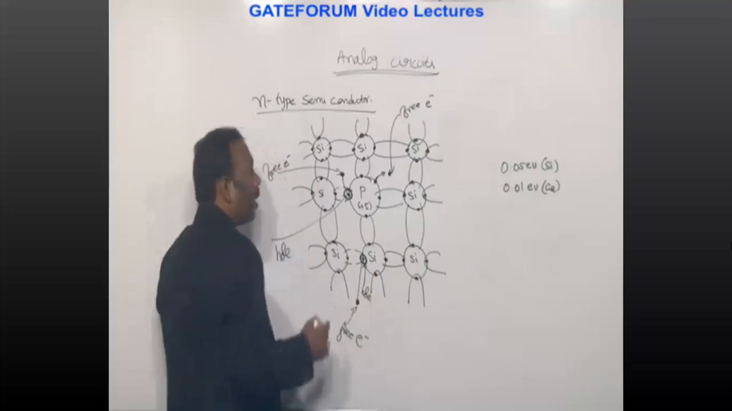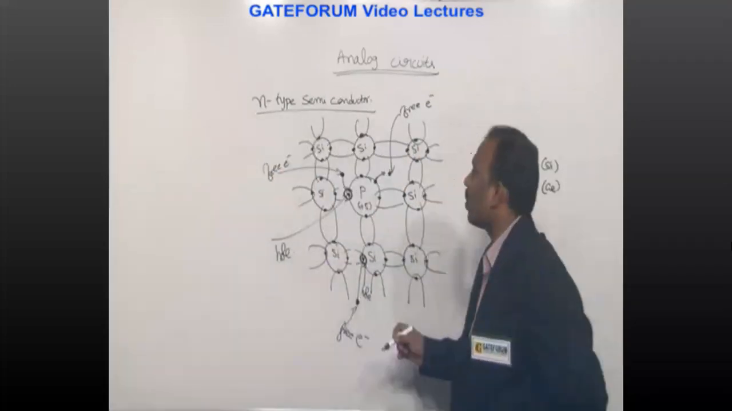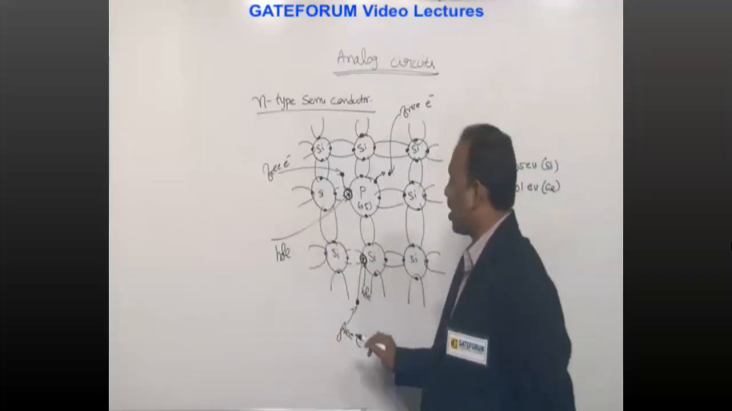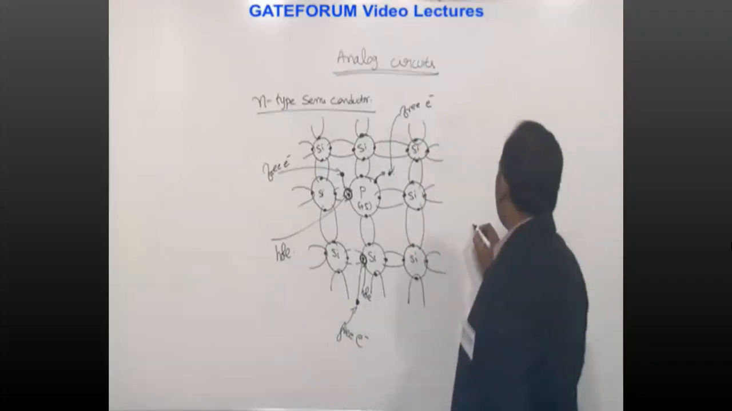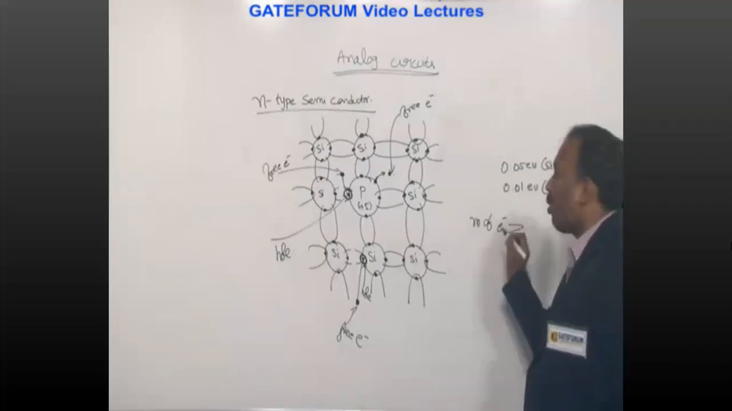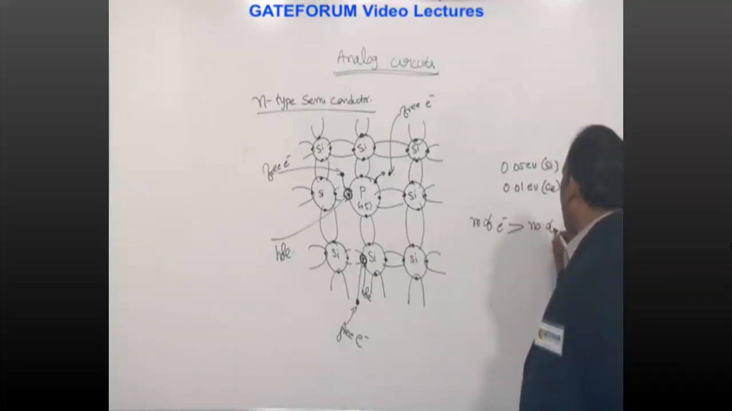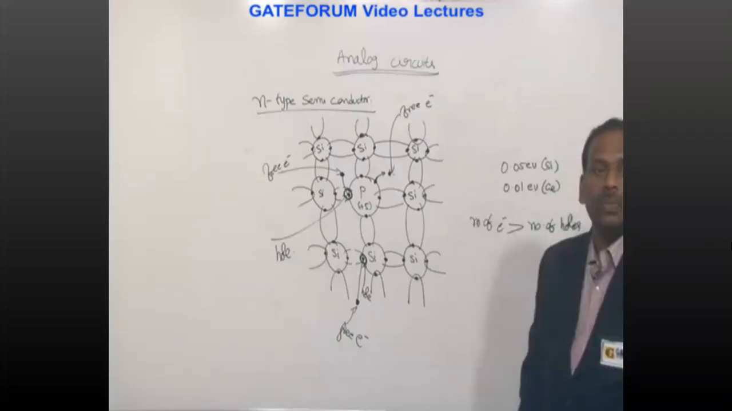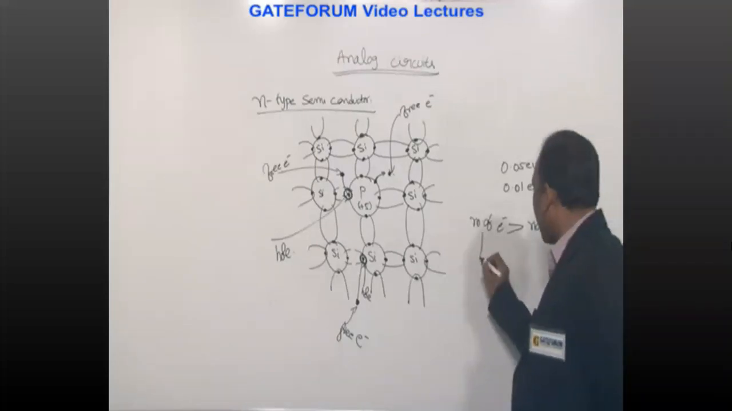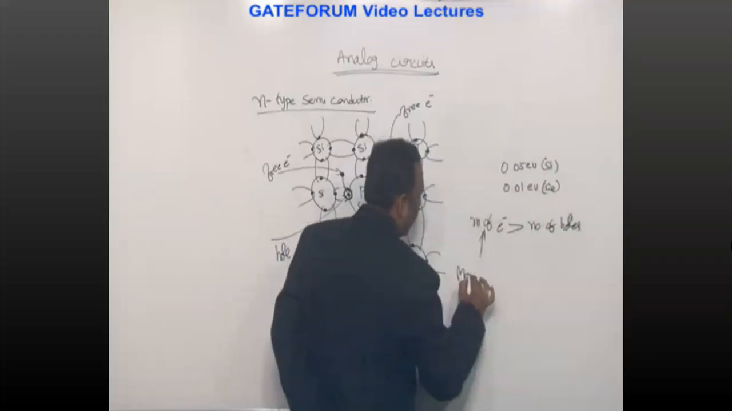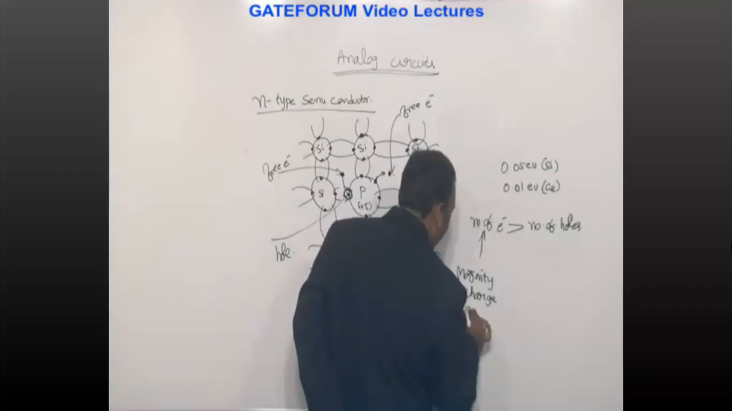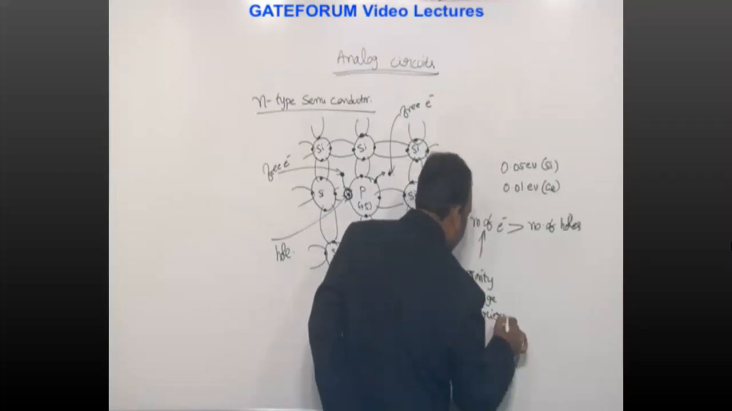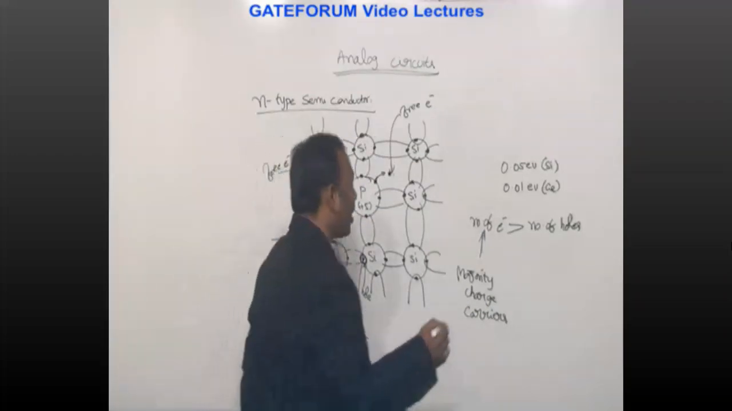This is the hole. Now see, how many electrons are there? 1, 2, 3. How many holes are there? 1, 2. So in an n-type semiconductor, the number of electrons is more than the number of holes. That means electrons are called majority charge carriers.